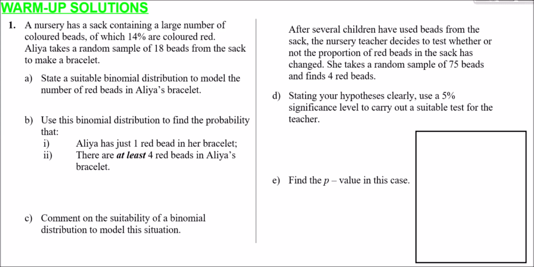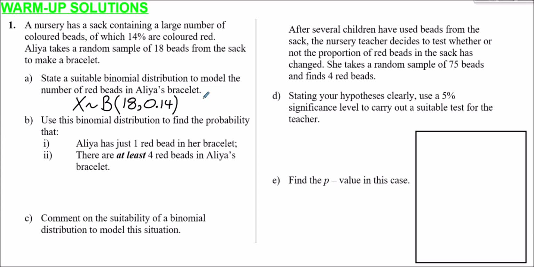So we can let X be the distribution, and what I'd suggest we do first of all is let's just call X B for binomial. The first parameter is a number of trials, so if she's taking 18 beads, that's going to be 18 beads. The second parameter is P for probability of the event happening. So 14% are coloured red, there's going to be a 0.14 chance of picking a red bead.